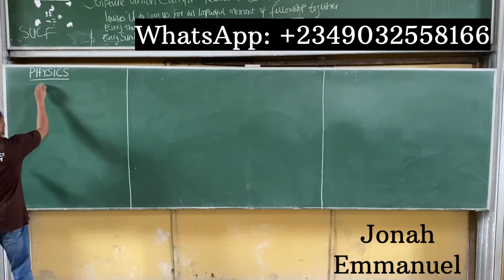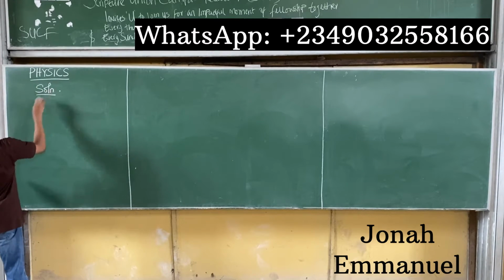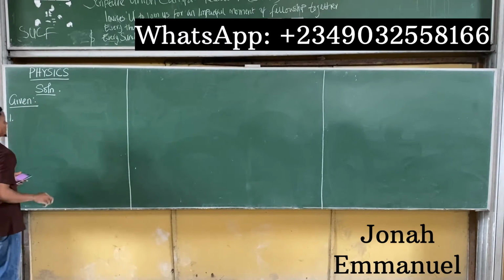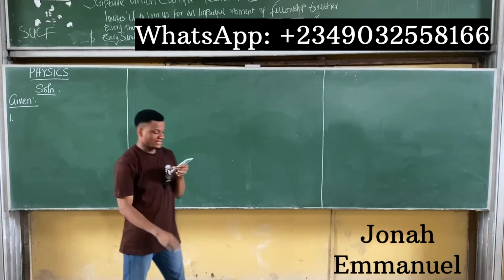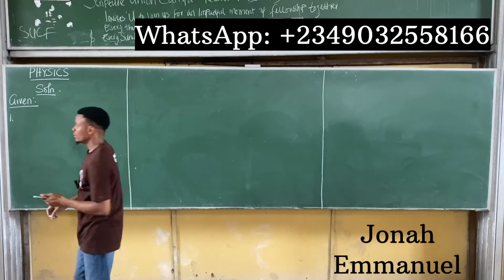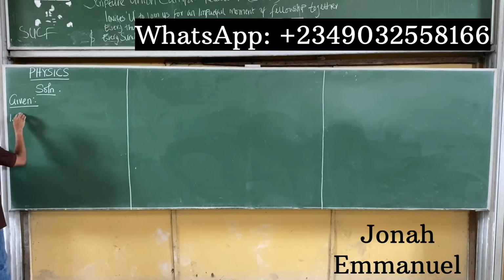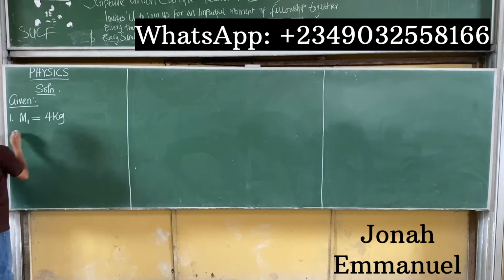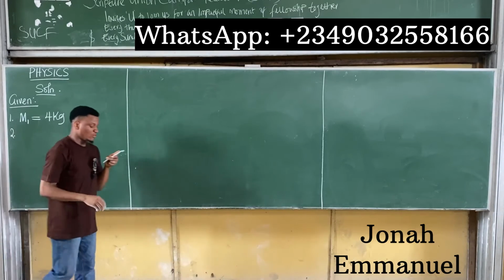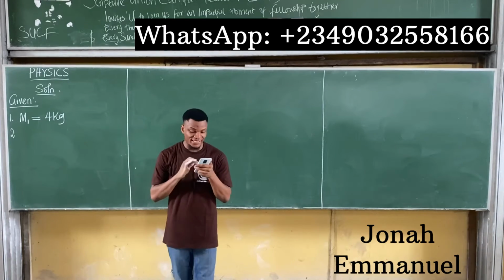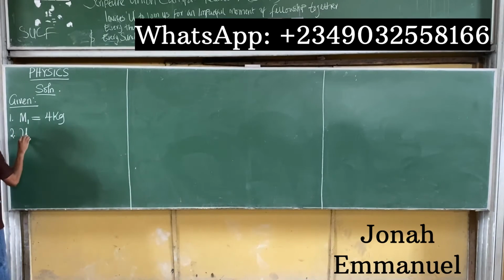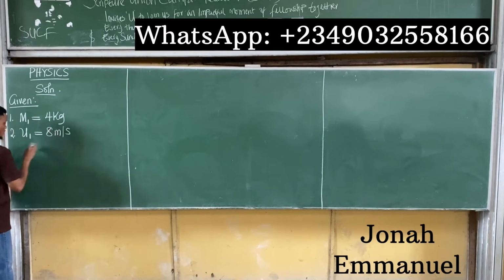Solution to this. So first things first, as usual, is to list out my given parameters. The first thing I'm given is that we have a 4-kilogram ball. So I could call that the first one. Let me call this mass 1 or mass A. M1 is equal to 4 kilogram. Next up, they said moving with 8 meters per second. That means u1, the initial velocity of this one here, is 8 meters per second.